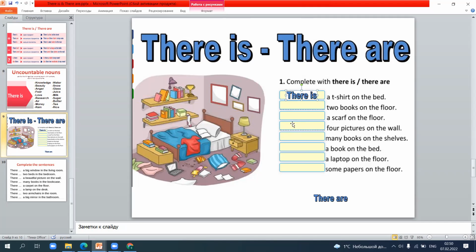the bed. Next, 2 books on the floor. Try to find 2 books on the floor. Yes, there are 2 books, green one and orange one. So it means we should use the construction there are. There are 2 books on the floor.